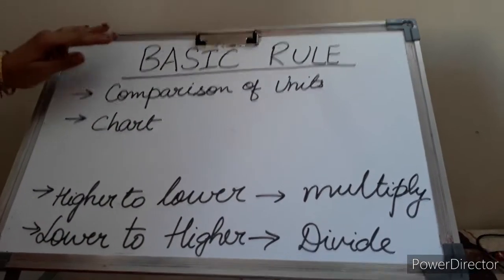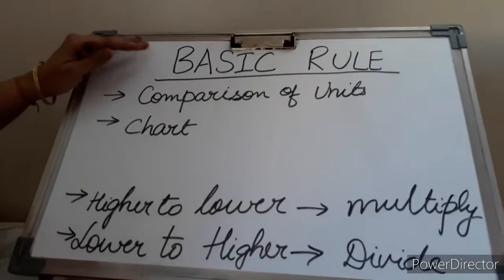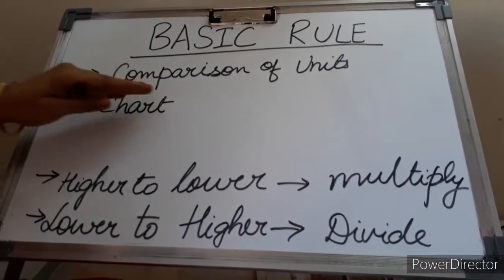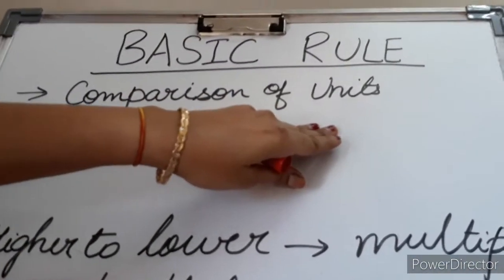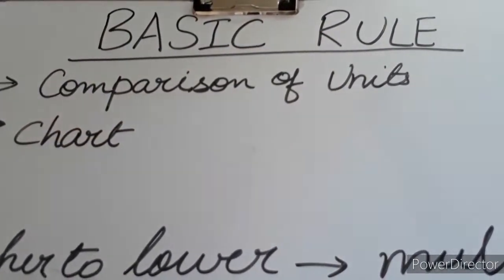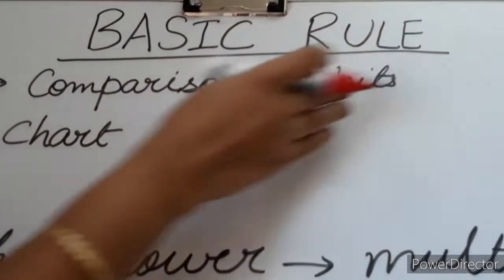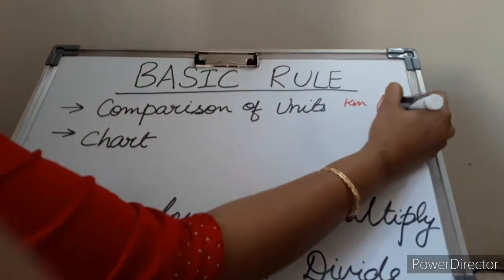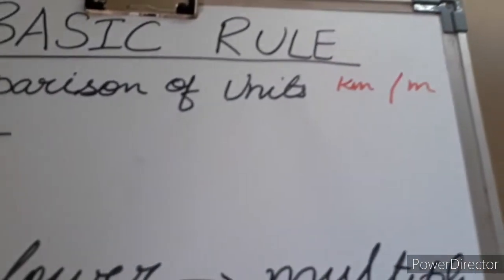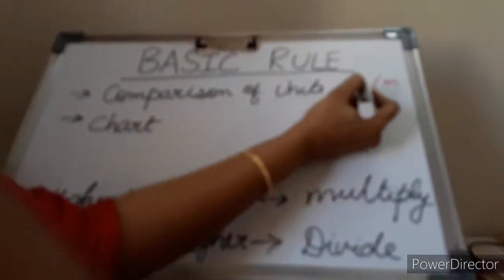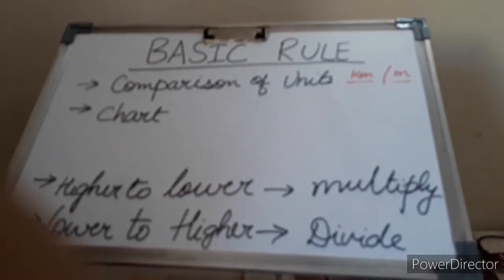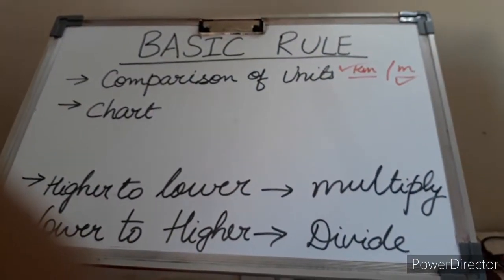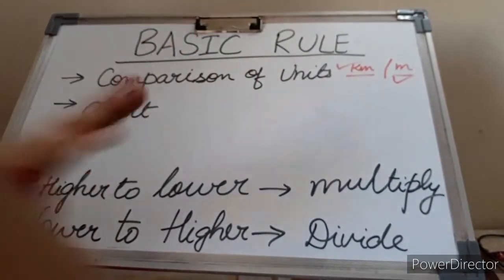So this is the basic rule we have to follow while calculating the sums for converting units. First is what? Comparison of units. Comparison of units means we have to see which unit is higher and which is lower. Suppose kilometer and meter are there. We will take the first example with the help of length. Which is higher? Kilometer, and meter is lower. So first we should know the basic comparison of units, which is lower and which is higher.